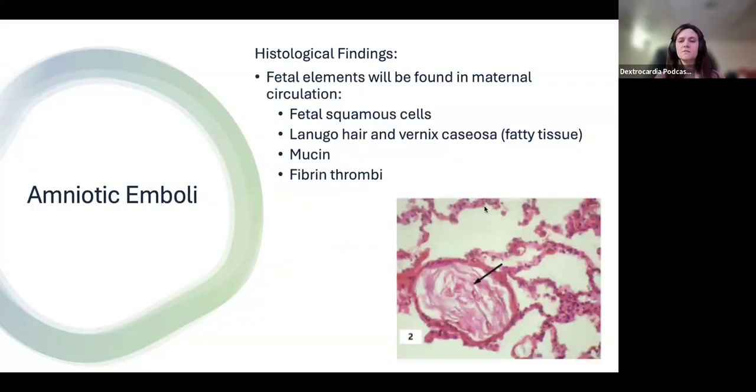Histologically, you can find fetal elements within the maternal circulation. So they have found fetal squamous cells, lanugo hair, fatty tissue, mucin, and fibrin thrombi, which is what this photo is showing.